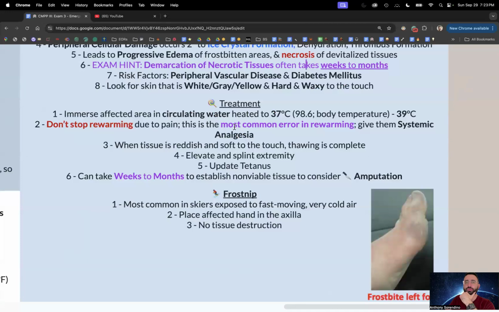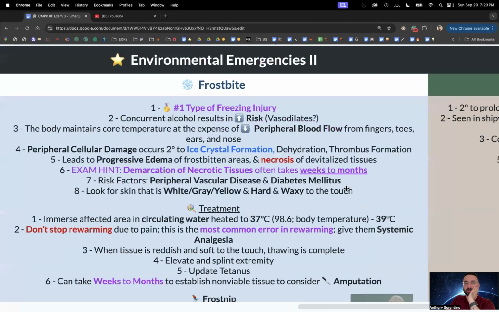Don't stop rewarming due to pain. They need to fight through it. So it's going to hurt as you're putting in the circulating water, but you want to just give them some pain meds because you don't want the necrosis to spread. But yeah, weeks to months to establish non-viable tissue to consider amputation. That's really interesting. I wonder what the path is for that.